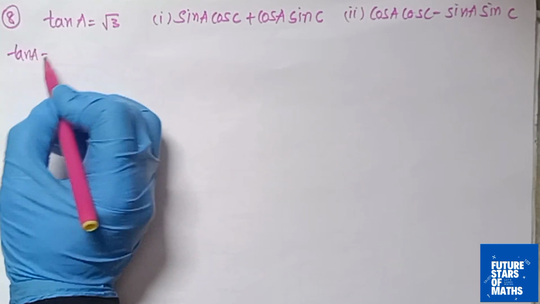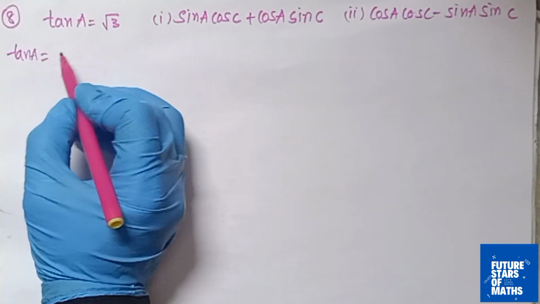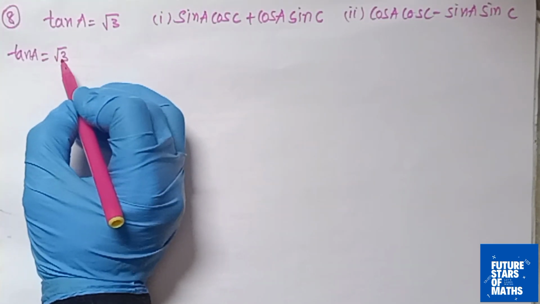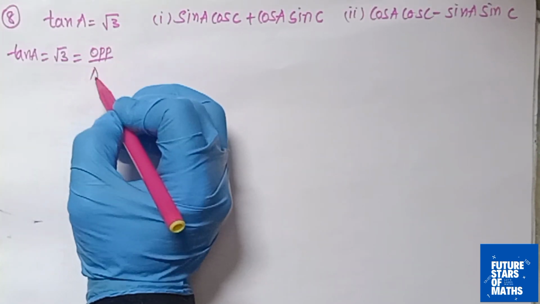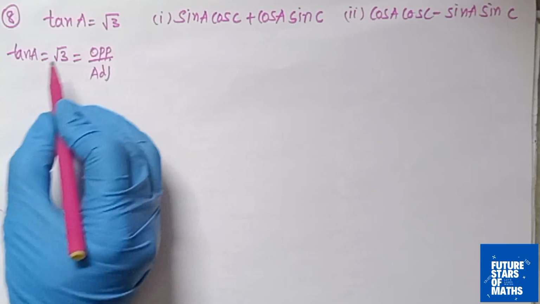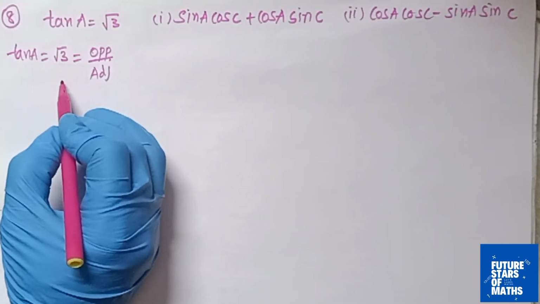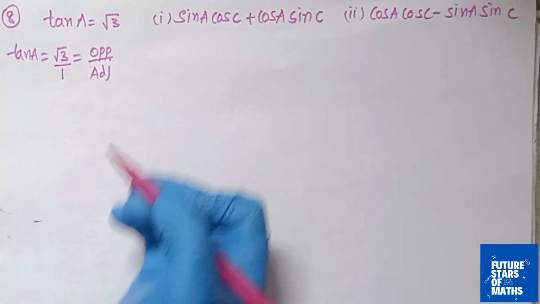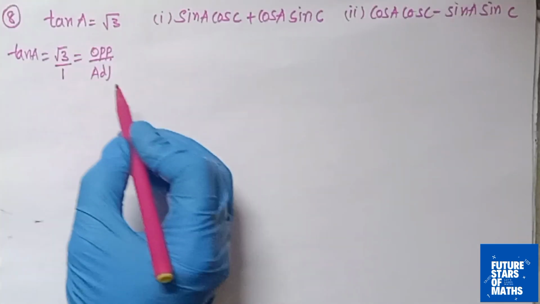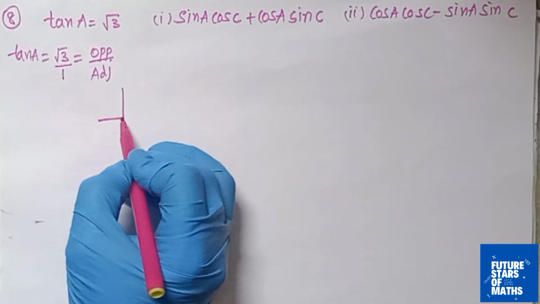Do you all know? Do you remember that, students? It is given as root 3. So what is the formula? Opposite by adjacent side. Here only the numerator is there but no denominator. So what can we do? We can write it as by 1. Now we will draw the right angle triangle for this.